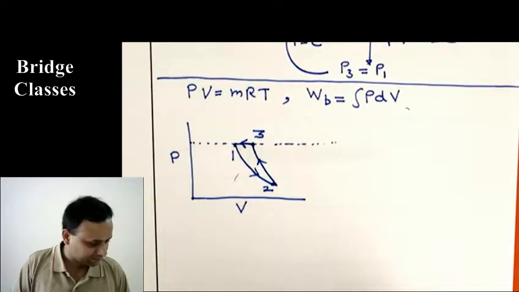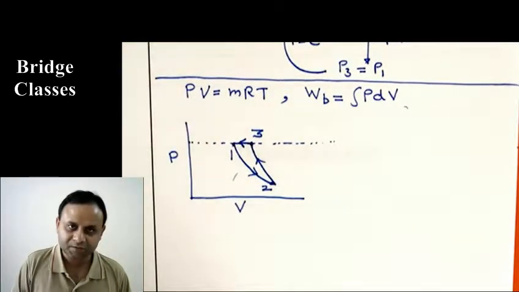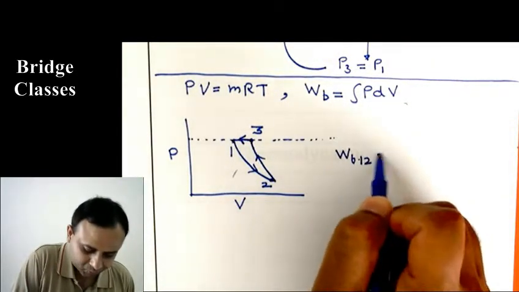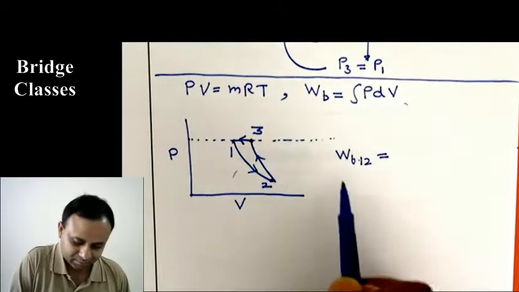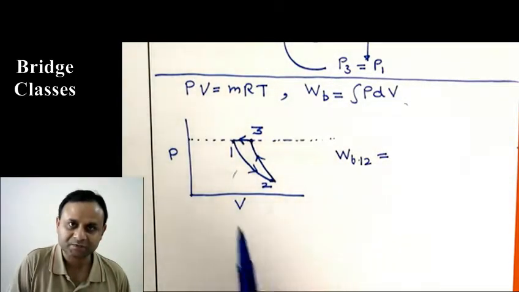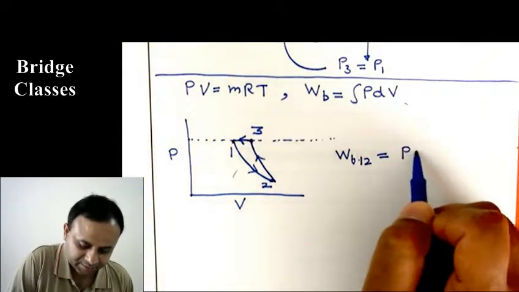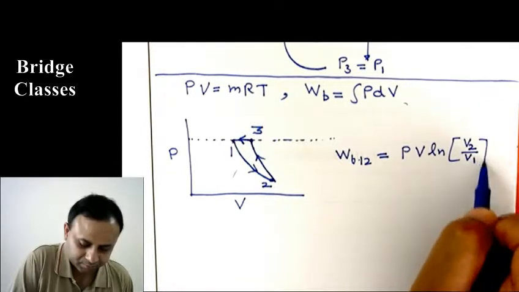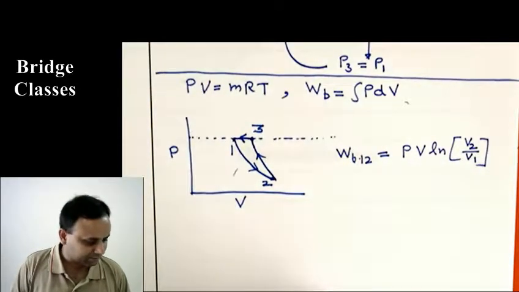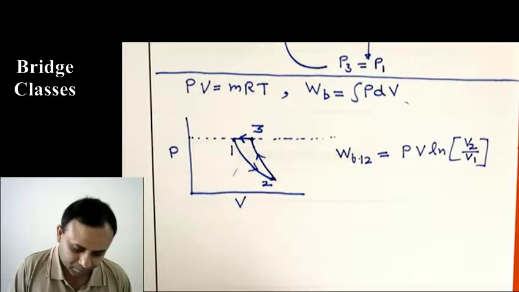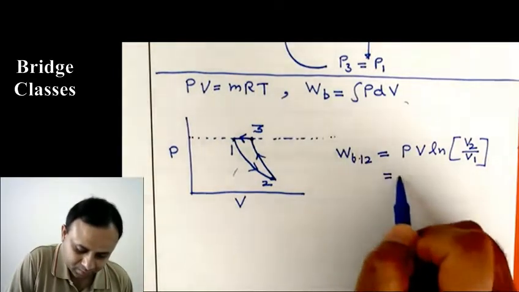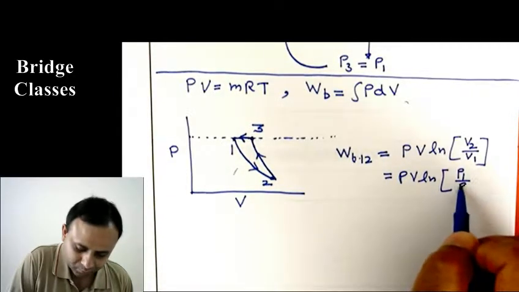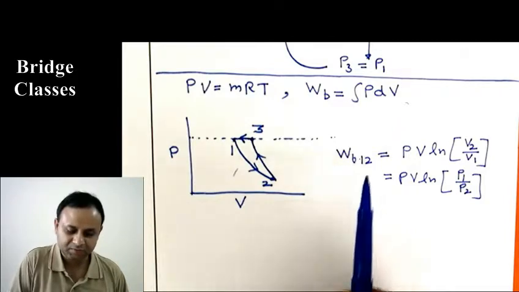Okay, let us now see. We need to evaluate work for the process from 1 to 2, boundary work 1 to 2, and it's an isothermal process. So just like what we did in the last problem, work is PV log V2 over V1. Or alternatively, you can write this as PV log P1 over P2. Okay, this is boundary work from 1 to 2.